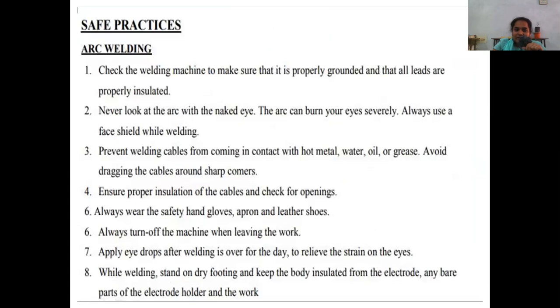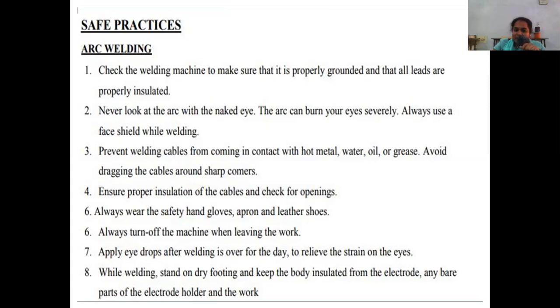So what are the safety practices of arc welding? Check the welding machine to make sure it is properly grounded and all leads are properly insulated. Never look at the arc with the naked eye. The arc can burn your eyes severely. Always use a face shield while welding. Prevent welding cables from coming in contact with hot metal, water, oil, and grease. Avoid dragging the cables around sharp corners. Ensure proper installation of cables and check for openings.